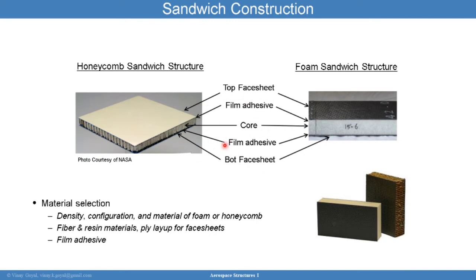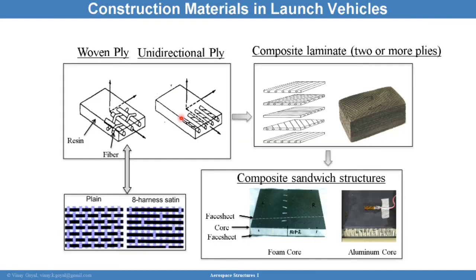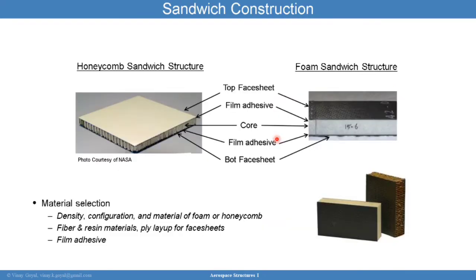You can select materials based on the density you want for the core, and the density can vary for both foam core and aluminum core. The fiber and resin materials could be changed, and you can apply a layup stacking sequence. Stacking sequence here means that I could lay up various ply angles to get tailored properties. And then the film adhesive can be placed in between.